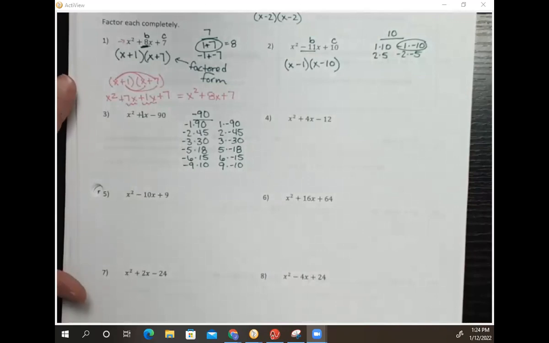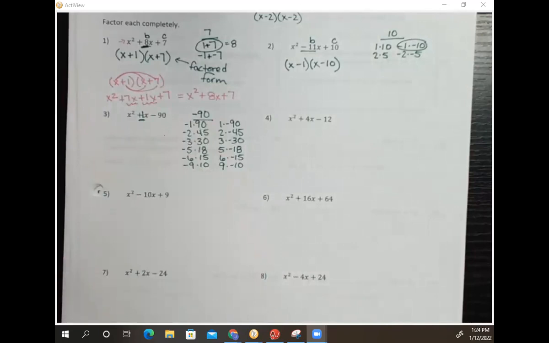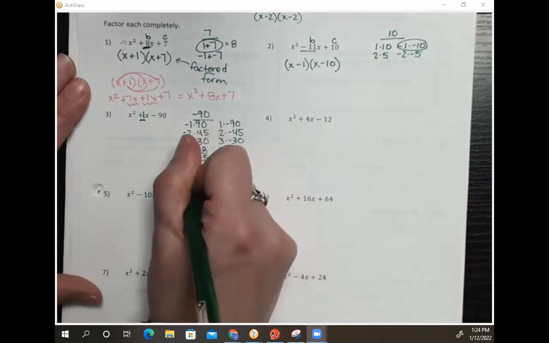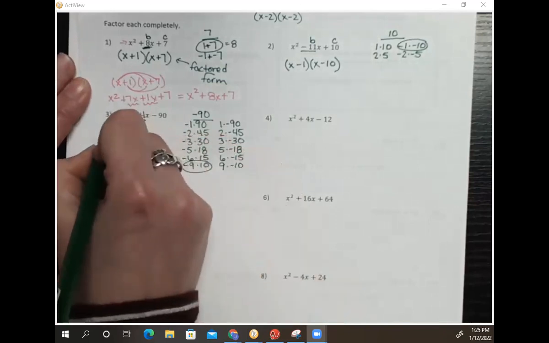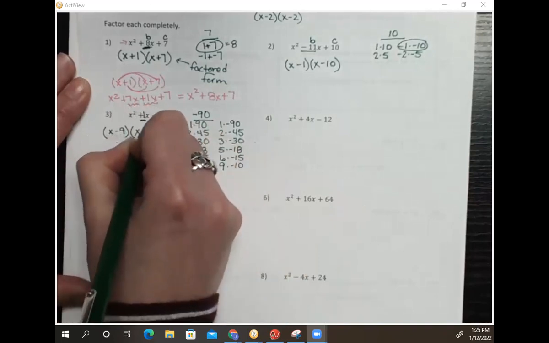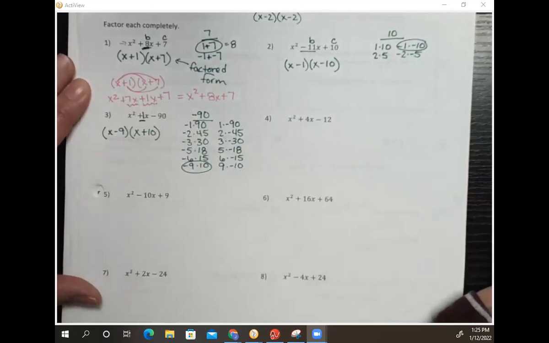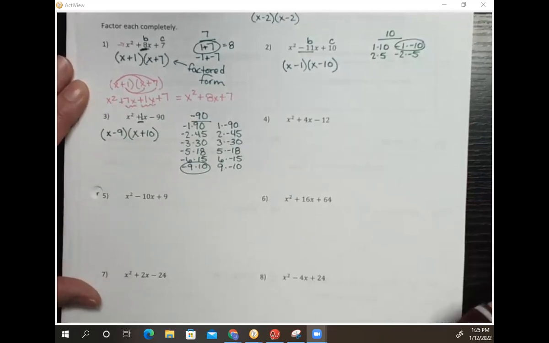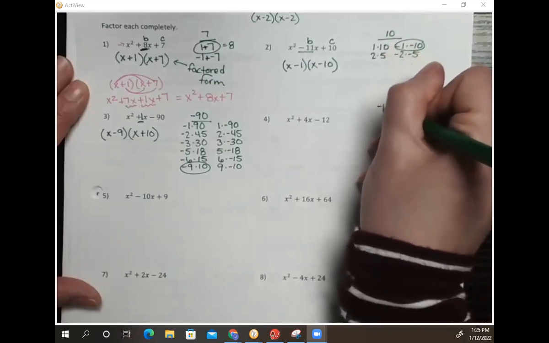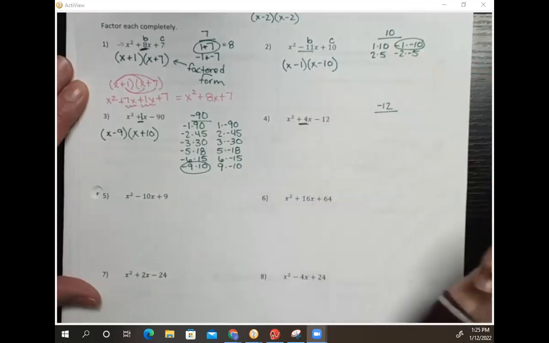Now, from my list, I want the factors that will add to positive 1. What do I want to use here? Negative 9 and positive 10. That would add to positive 1. So my factored form there is x minus 9 times x plus 10. How about number 4? Factors of negative 12 that would add to positive 4.